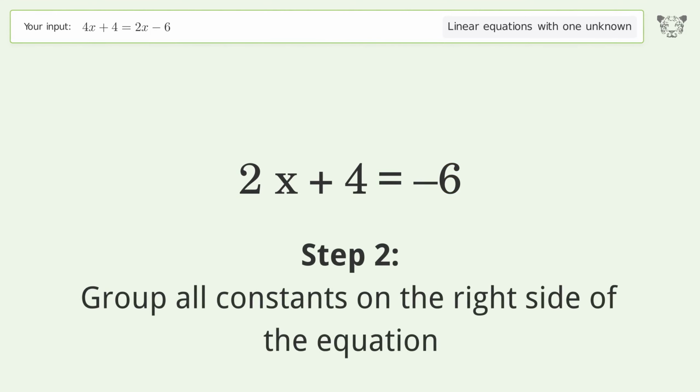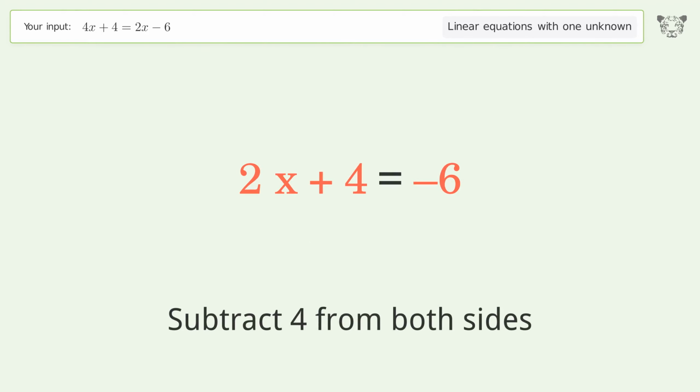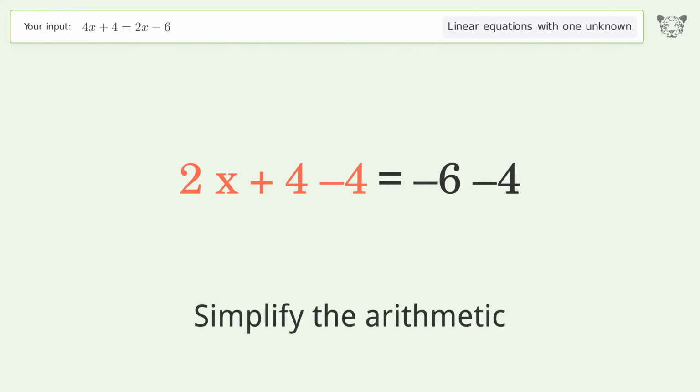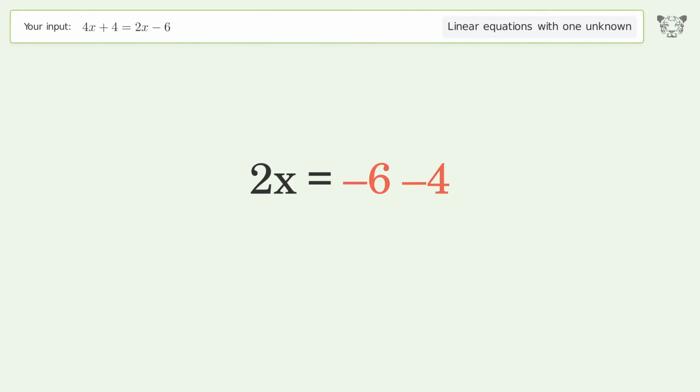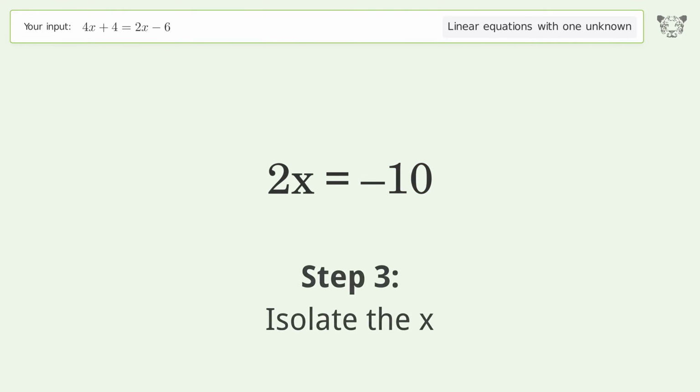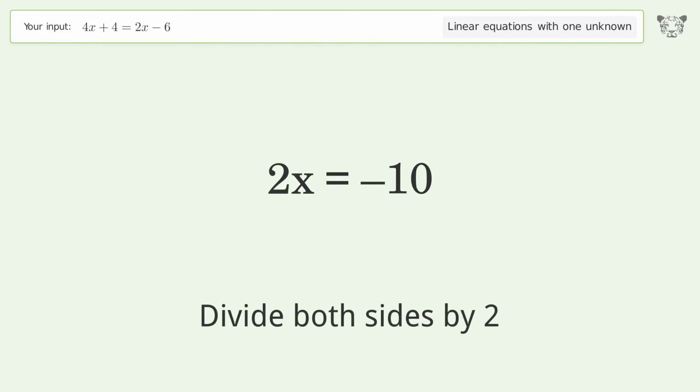Group all constants on the right side of the equation. Subtract 4 from both sides. Simplify the arithmetic. Isolate the x. Divide both sides by 2.